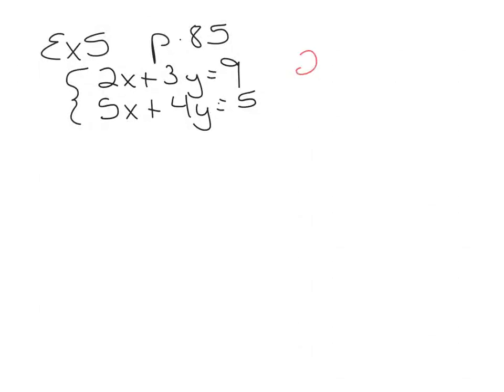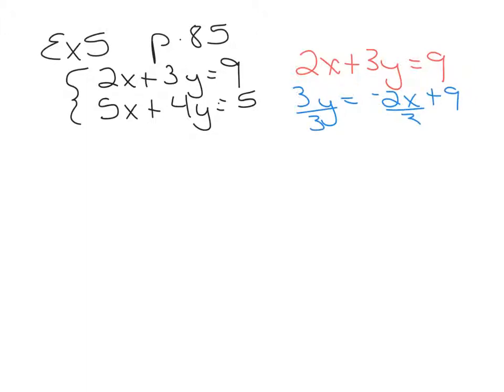I'm going to have 2x plus 3y equals 9. To isolate this y, 2x goes to the other side. We change the sign when we do that. So 3y equals negative 2x plus 9. And then we divide off this 3. So we end up with y equals negative 2/3 x plus 3.